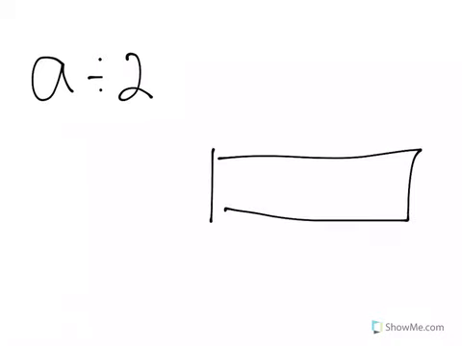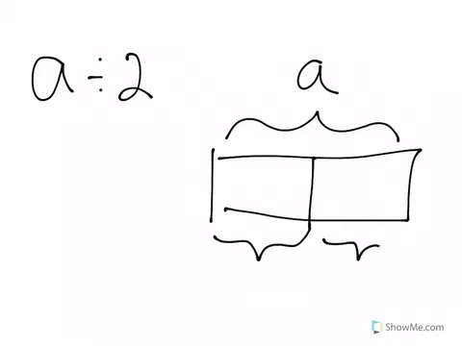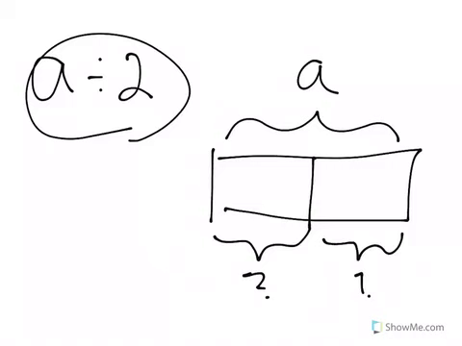Now, what if we said a divided by 2? Well, we don't know what a is, but we can still make a model. We can still say that this whole thing is a, and if we split it into 2, then whatever our answer is here would be our answer, right? And so we know that a divided by 2 would be the same as a over 2. We don't know if this is 1, 2, or 50, it doesn't matter. We would have a halves, whatever number a represents.